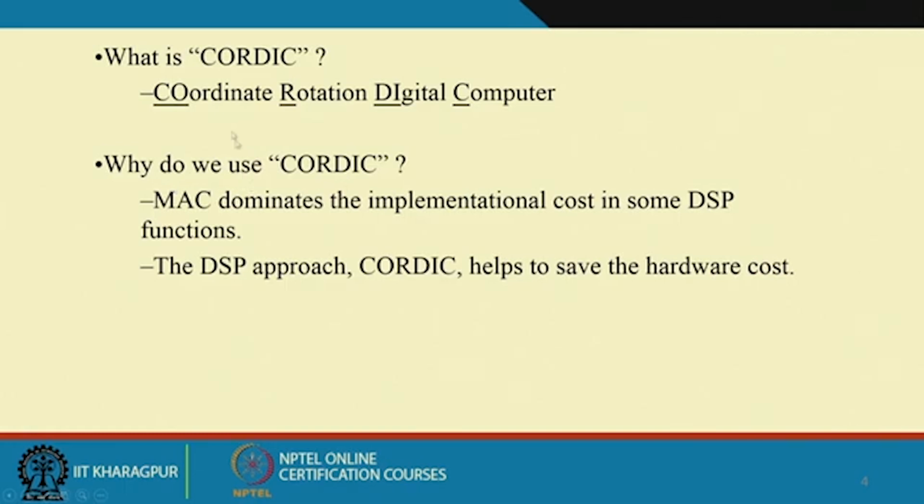What is CORDIC, that we have already seen. Why do we use it and when do we use it? The thing is that this is not only specific to why and when we use it. Basically all the DSP algorithms are mainly MAC based. MAC based means the operation is most likely multiply and then accumulate.